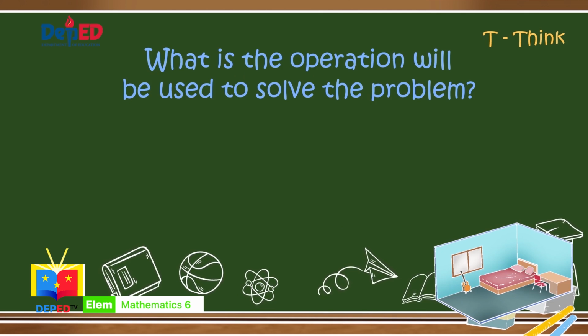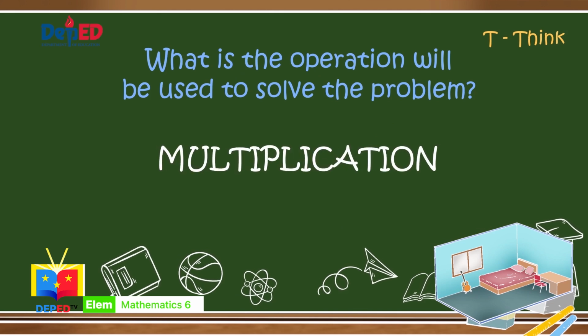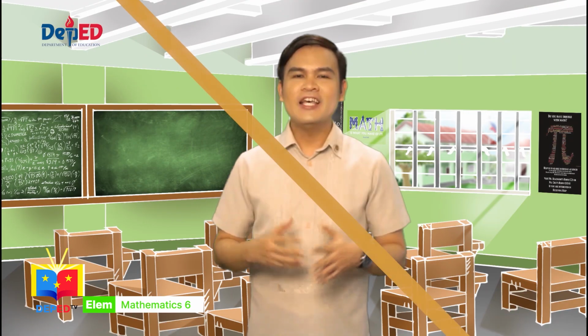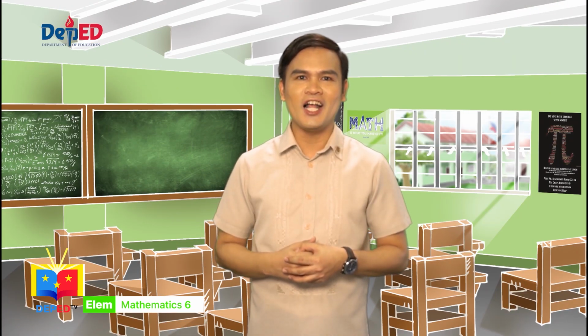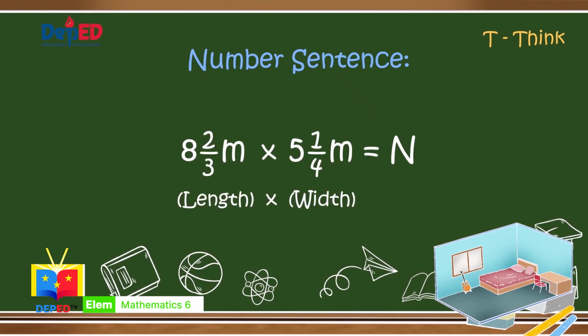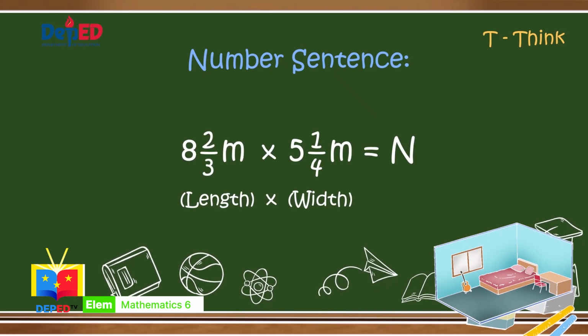Exactly. From the keyword area, which means you are going to multiply the length and the width. Therefore, the operation is multiplication. Since we already know the operation, let's create the mathematical or number sentence. By multiplying the length and the width, we have 8 2/3 meters times 5 1/4 meters equals n.